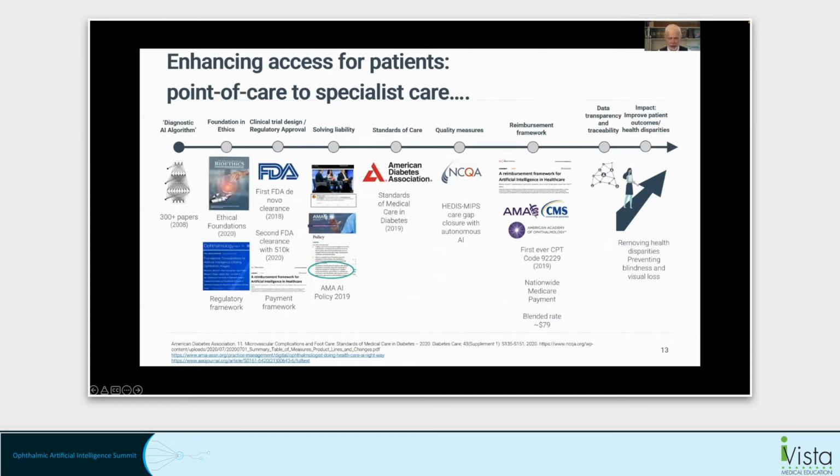So I sketched this path now in a different way. You start on the left with an algorithm, ethics are prime, that leads to, if you do it right, FDA regulatory approval, solving for medical malpractice and liability, standards of care, making sure that it fits care gap closure for MIPS and HEDIS, reimbursement, CPT coding. You need a framework for creating AI payments there, so it's not a one-time thing. Ultimately, why are we doing this? To improve health outcomes, improve population health outcomes, and prevent blindness and visual loss in our patients.